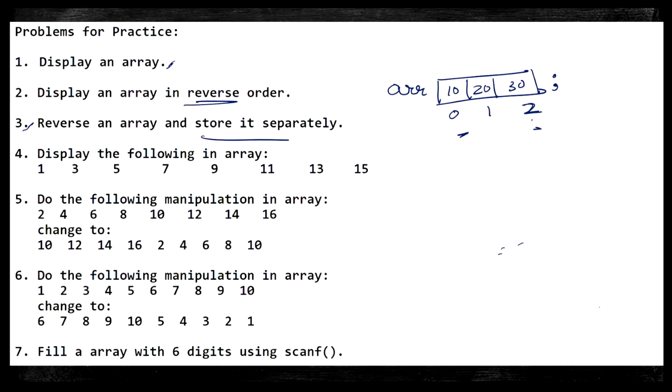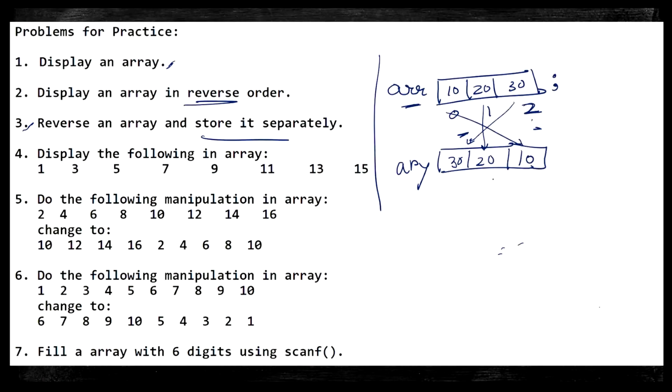Now what we have to do here is we have to define another array. Suppose ary is its name, and it will store the value of the arr array but in reverse order. That means it will be 30 over here, it will be 20 over here, it will be 10 over here. So what is this ary doing? This ary is storing the array arr in reverse manner. So this is also quite simple to do. Let's see how we do this.